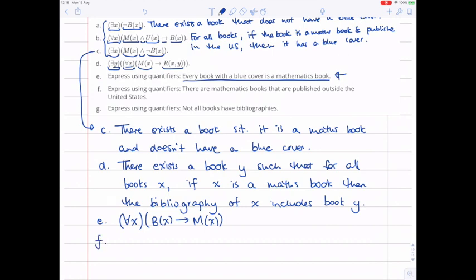Okay, let's have a look at F. So there are mathematics books that are published outside the United States. So here we're saying that there exists at least one book published outside the US. So we want that there exists a book which is a mathematics book, and it's not published in the US.